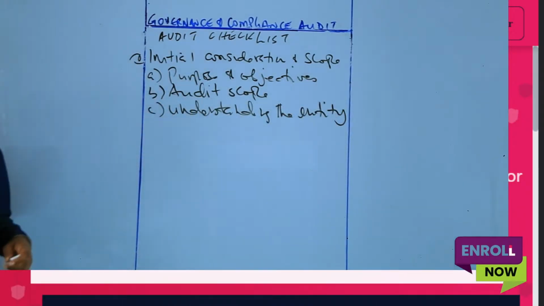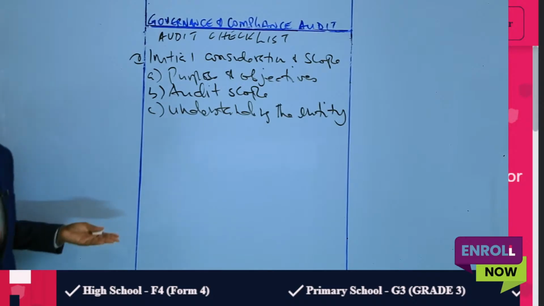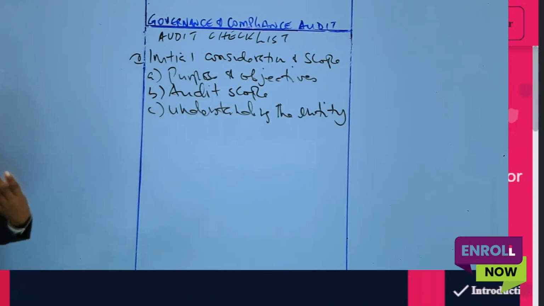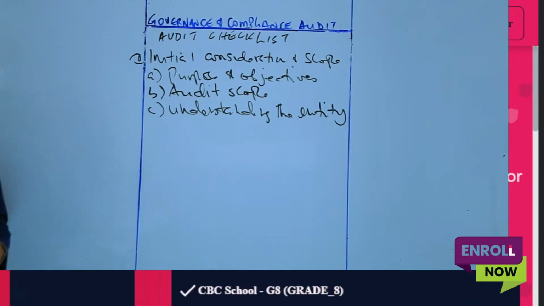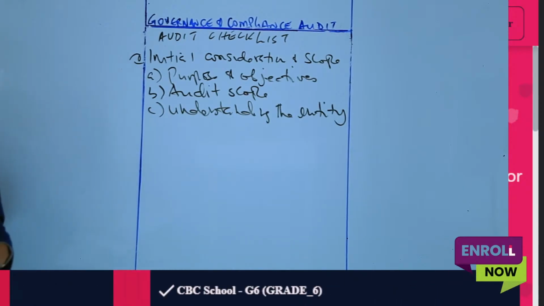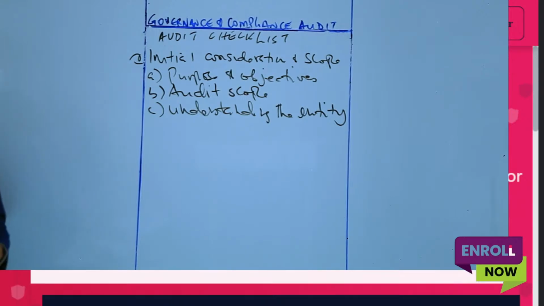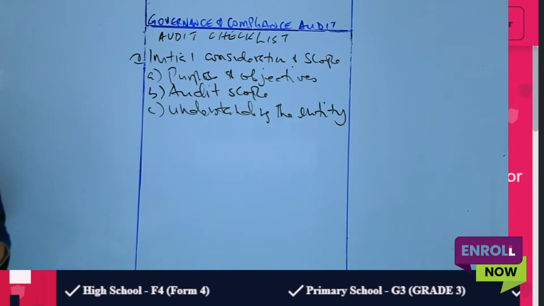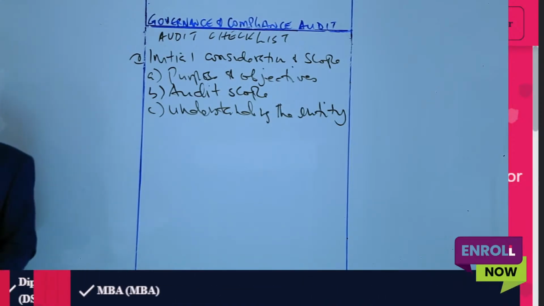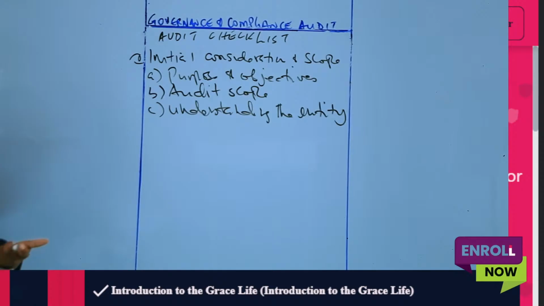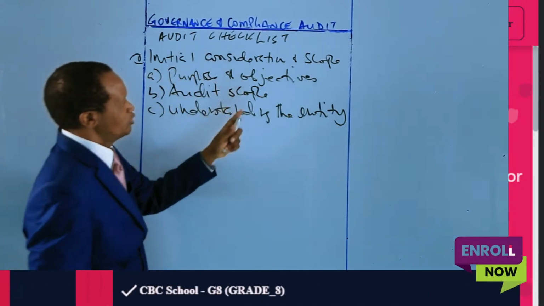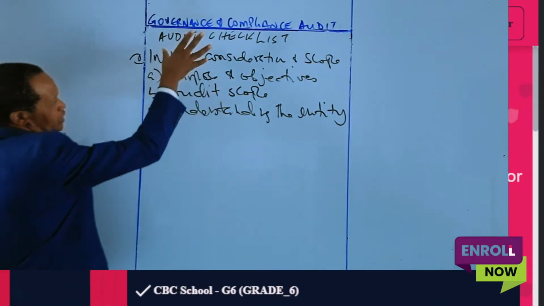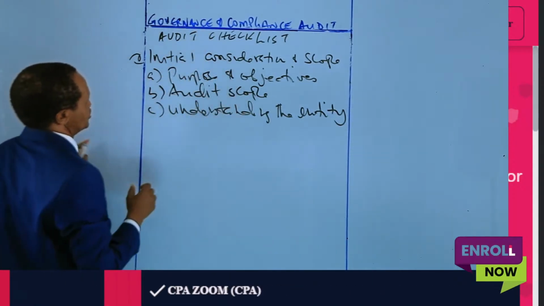Understanding the entity. Here questions to answer are, have we reviewed the entity's organization structure and key business processes? Another question is, have we identified the relevant industry and legal regulatory requirements? Have we gained an understanding of the entity's risk management and internal control frameworks? So that is very important. At the initial consideration and scope part of the checklist, we should be answering these three questions.